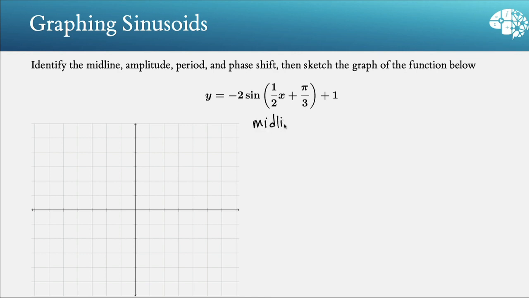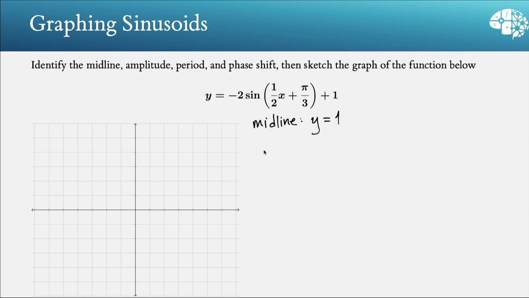The midline of one of these functions is always y equals whatever number is added or subtracted from the sine function or cosine function as a whole. So we've got sine of lots of stuff here times the number -2, and then plus 1. And so that positive 1, that's the midline. So y equals 1 is our midline.